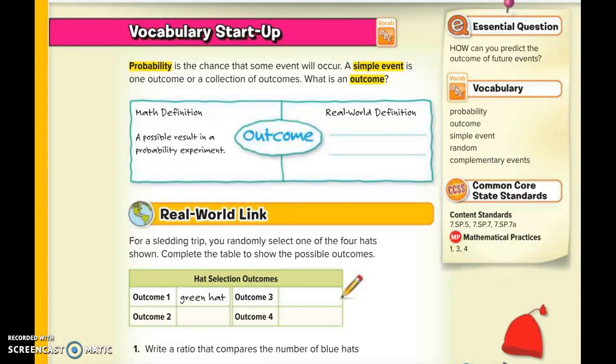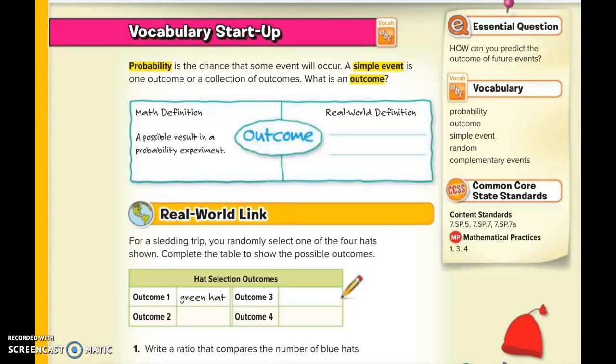Probability is the chance that some event will occur. A simple event is one outcome or a collection of outcomes. When we talk about it in math terms, it says a possible result in a probability experiment. So it's all of the possible answers, in other words, or selections that we could have in a probability event. For example, if I had a bag of marbles and I had a blue, a red, and a yellow marble, the possible outcomes are blue, red, and yellow because those are the only colors of marbles I have in the bag.